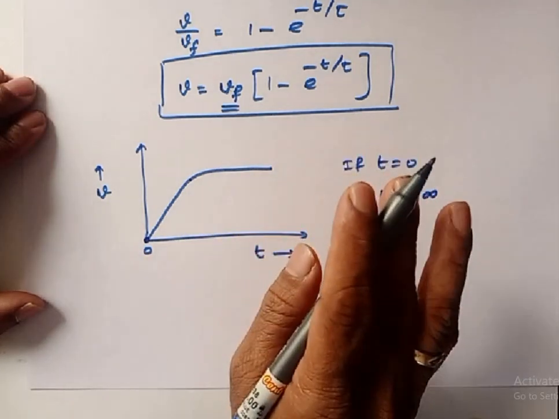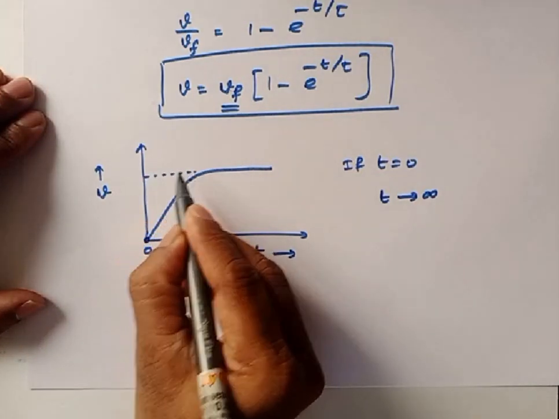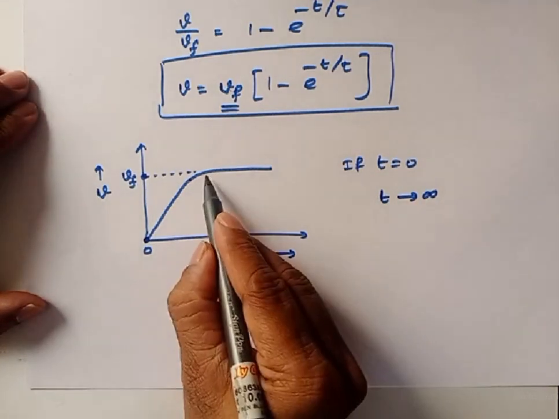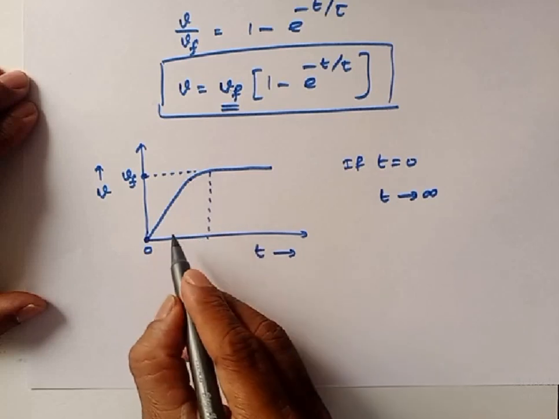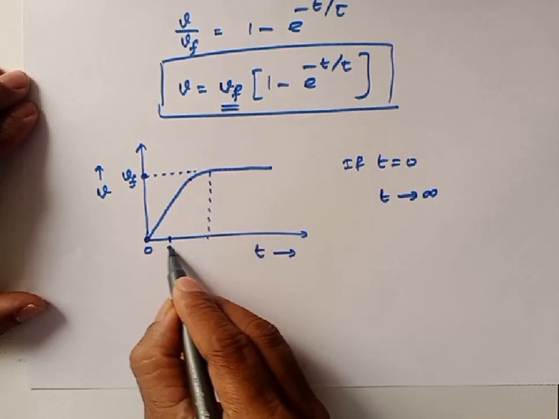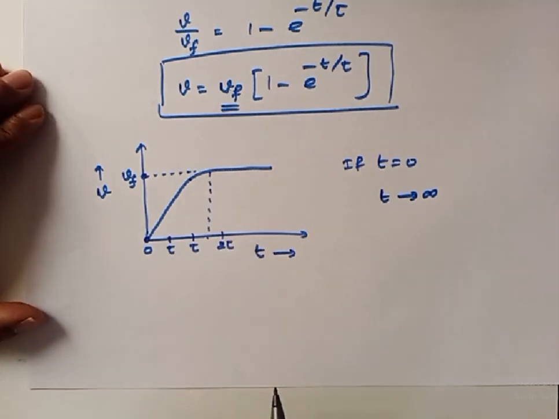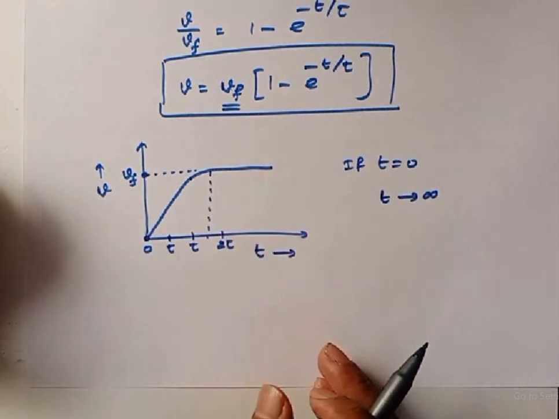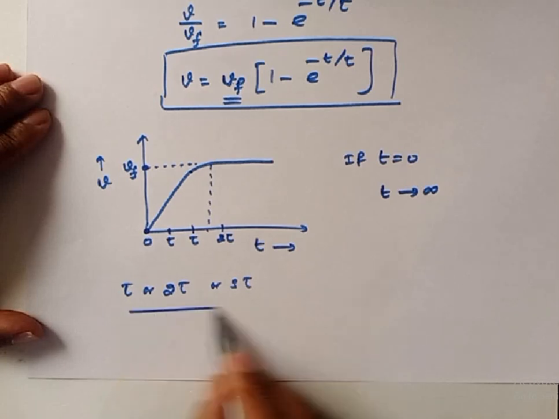Not actually infinity, before infinity. Clear? So this is the final velocity of the electron. This happens, that is, V becomes equal to Vf, right at 1 tau value or 2 tau or 3 times tau, like that. So the final velocity will be reached within the time interval of 2 tau, 3 tau, or 4 tau, like that.